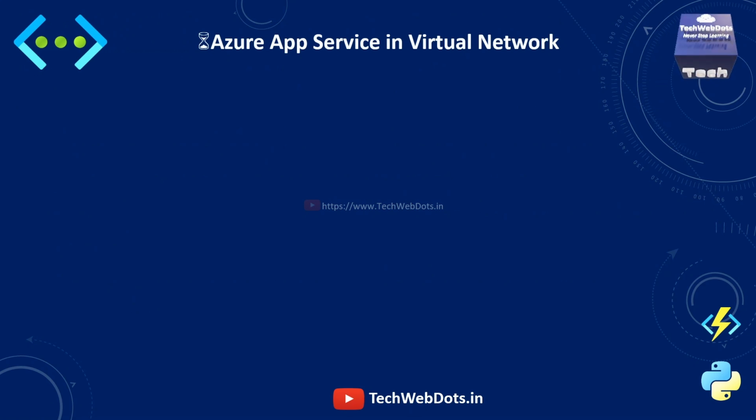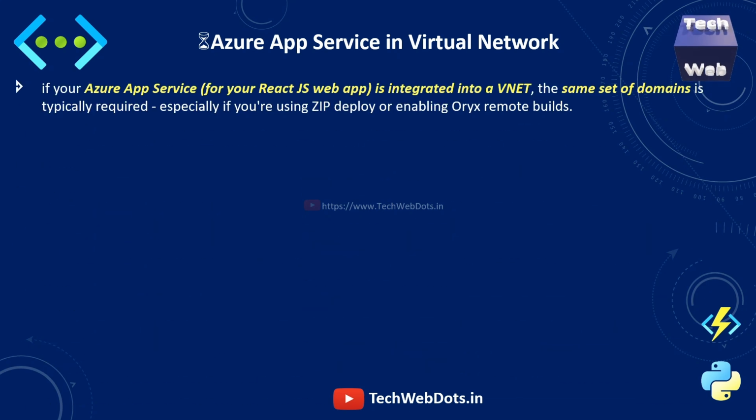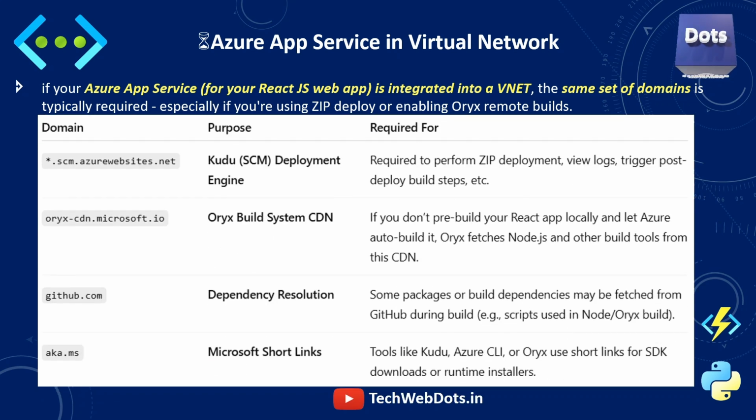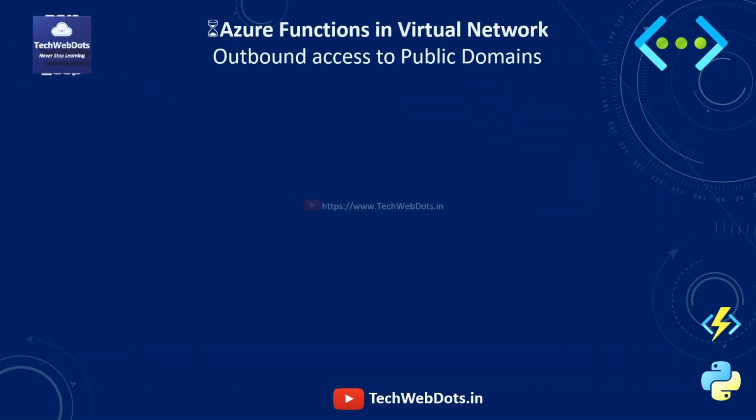One more important thing: if your Azure function is based on App Service, then we know what we need to do. But there is also Azure App Service in a virtual network. This is a possibility, where you're using an App Service which is based on React.js. The actions for the outbound access are almost the same. We have to enable all of them: aka.ms, GitHub, Oryx CDN, and SCM Azure websites. The purpose is almost the same. It is just that we are using the React app for the Azure App Service because it needs to install all the required packages. So let's move ahead.